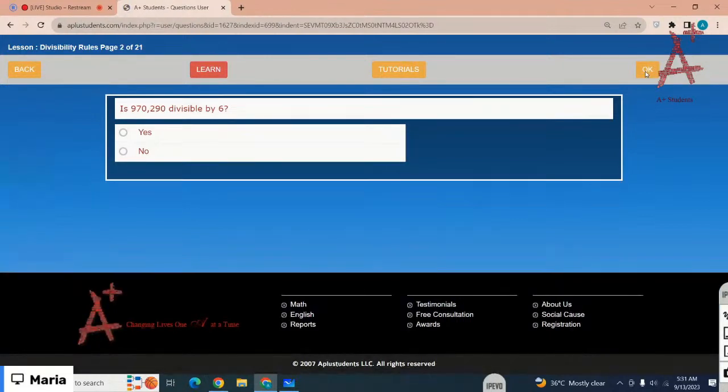Is 970,290 divisible by 6? Which is the correct option? That's the one I just did in the tutorial. It is divisible by 2, and that's the one we did in the tutorial, so I know the answer is yes.